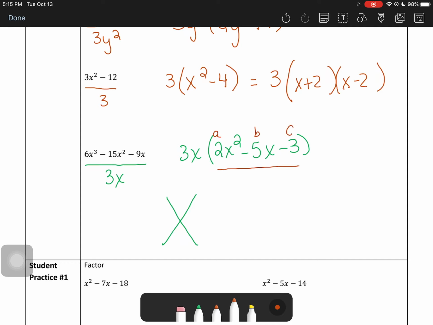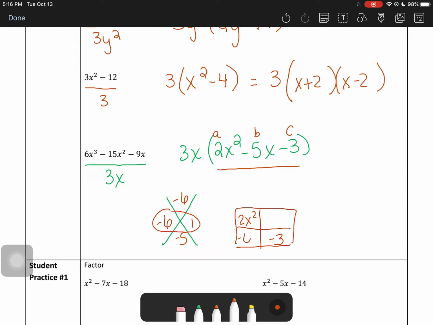So we have a times b, 2 times negative 3 is negative 6, and we have negative 5. What two numbers can we multiply together that give us negative 6, but when we add we get negative 5? So that's going to be negative 6 and positive 1. But because the leading coefficient is not 1, we'll have to make our box. So we put our first term, which is 2x squared, and our last term is negative 3.